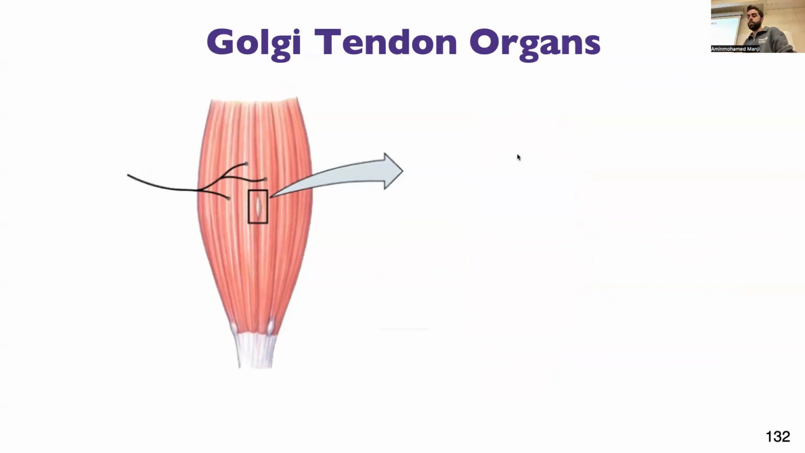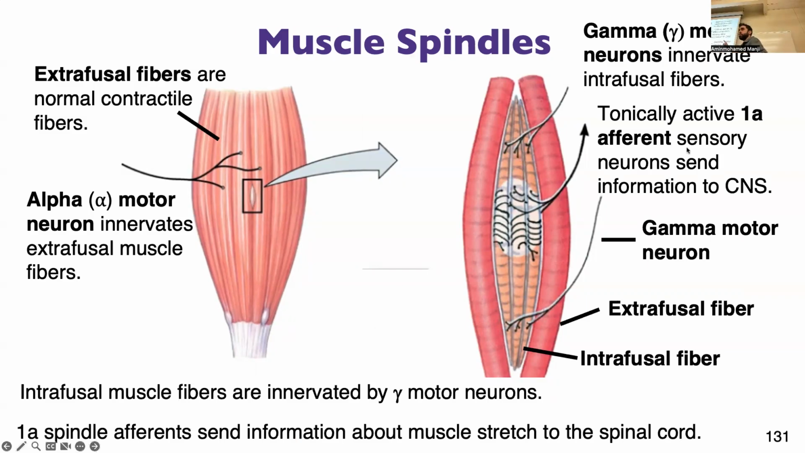Okay, I'm going to skip over Golgi tendon organ. I will talk about this though. I told you we have to have neurons wrapped around the muscle for you to detect stretch, right? Sensory neurons. We call those 1A afferent sensory fibers. They are the ones that are basically wrapped around the intrafusal fibers and can detect the length of that muscle.